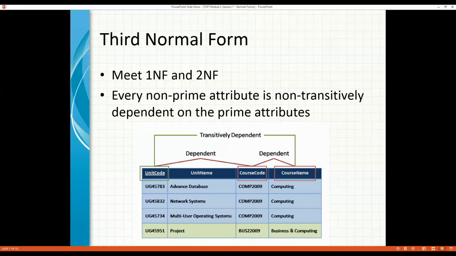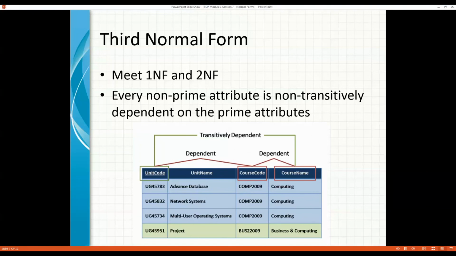However, what if that prime attribute is not in fact an actual key, but another column? Here we see, for example, course name depends on course code, but that course code depends on the unit code. So indirectly, course name depends on unit code. This is a transitive dependency. This is what we seek to eliminate in this section.